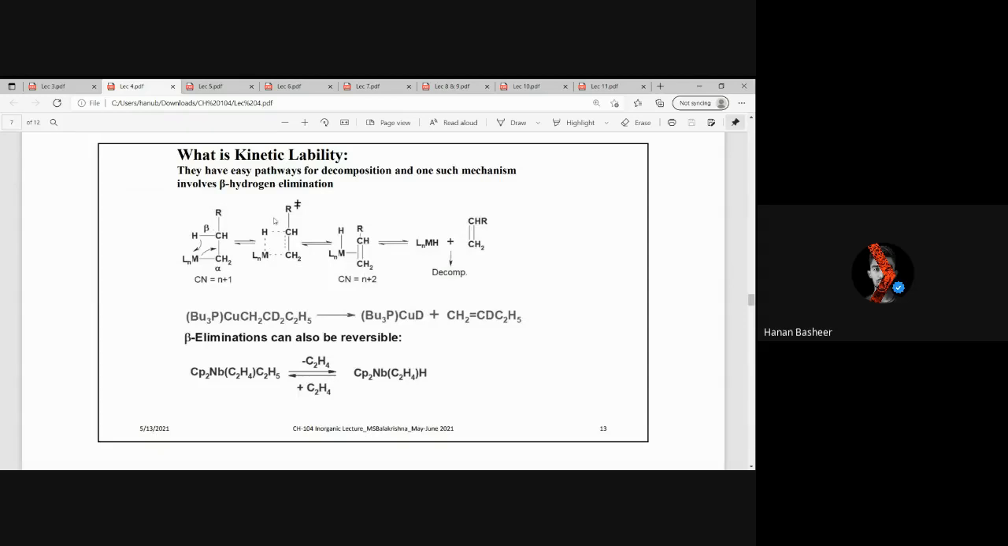And what is kinetic lability? Kinetic lability is that if you are able to eliminate any part of the molecule with the formation of a more stable double bond or triple bond, then it has an easier path for decomposition, and such is beta hydrogen elimination.